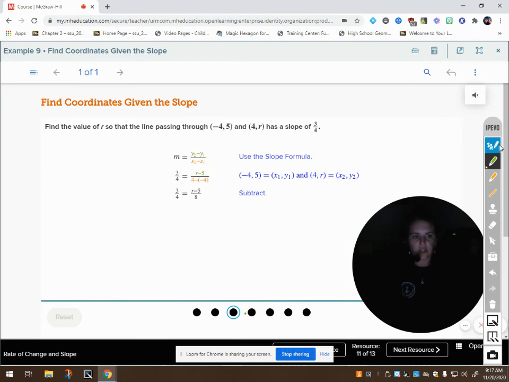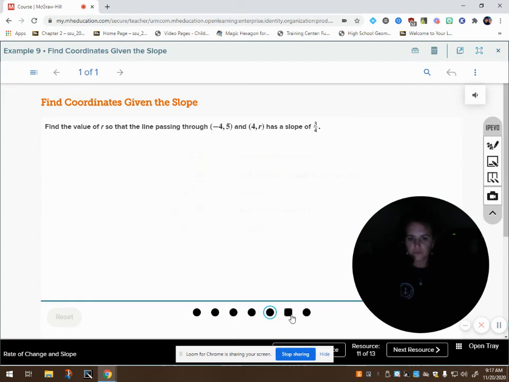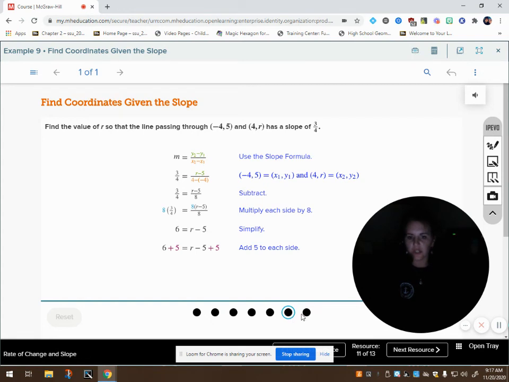I can click through here and show you. They went ahead and multiplied both sides by 8. I set it up as a proportion. Doesn't matter which way you do it. Either way you go, you're going to get the exact same thing of 11 equals r. They just multiplied both sides by 8 instead of doing cross products. You can do it either way. 3/4 of 8 is 6, and then you're just left with r minus 5. Add 5, and you get 11.